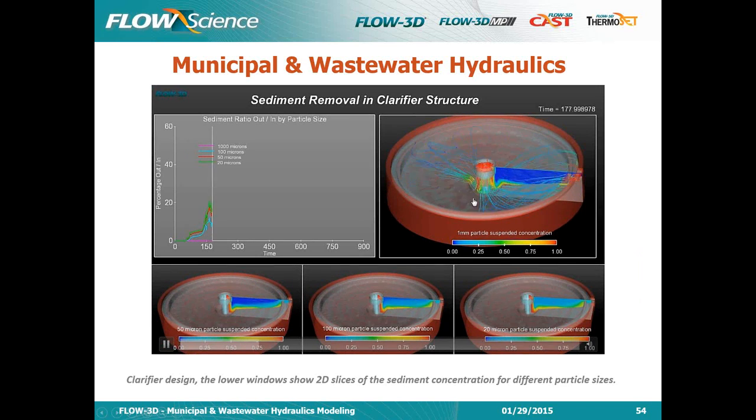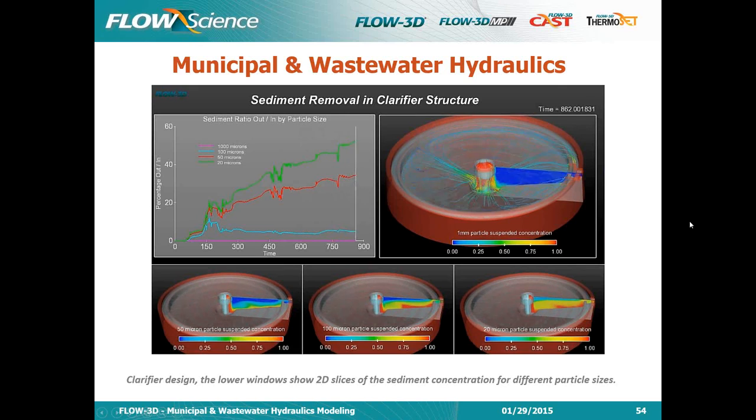And so what we have here is water coming out through this central pipe and then being pushed down again and making its way over a weir, and the outflow is here. These are 2D slices of the suspended particle concentrations. You can see that at 50 microns, the water up here is really quite clear. Most of it is drifting down to the lower parts of the clarifier.